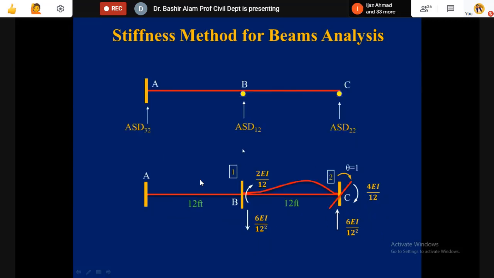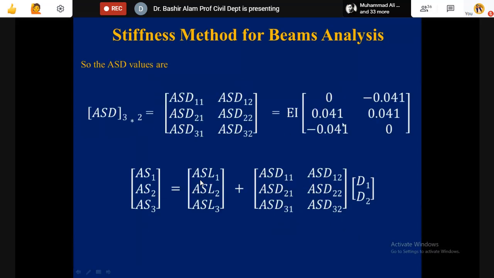For second column now, this is now when rotation is provided corresponding to D2. Now ASD12 will become minus 6 EI over 12 square. This is plus 6 EI over 12 square and this one is 0. So here now you see all those are simplified and we see these values. This is, you see that 0 from the middle B when up and downward was cancelling each other.